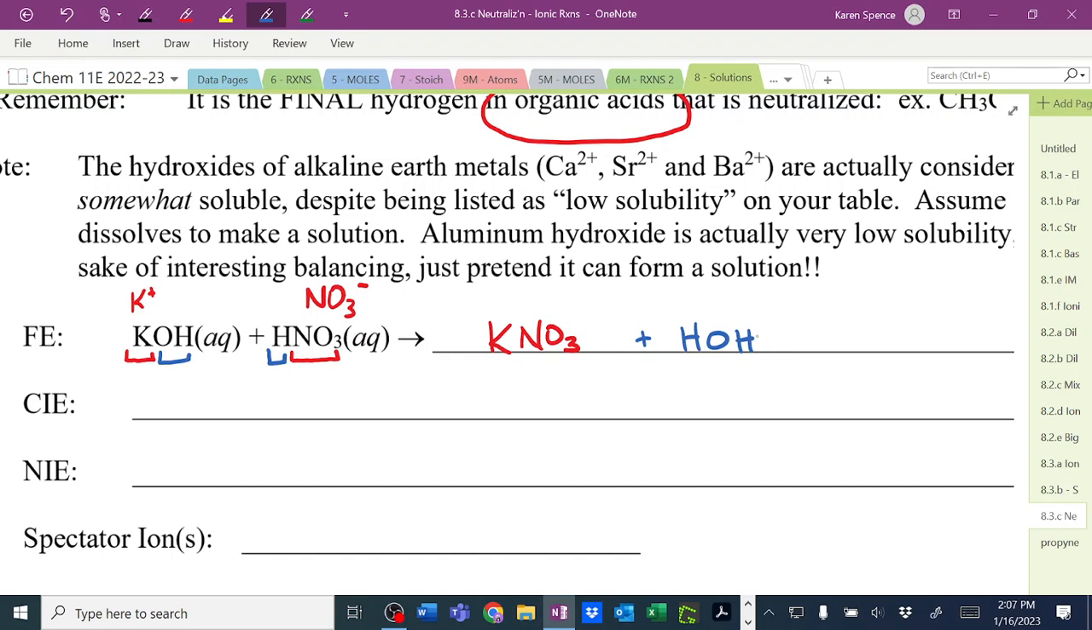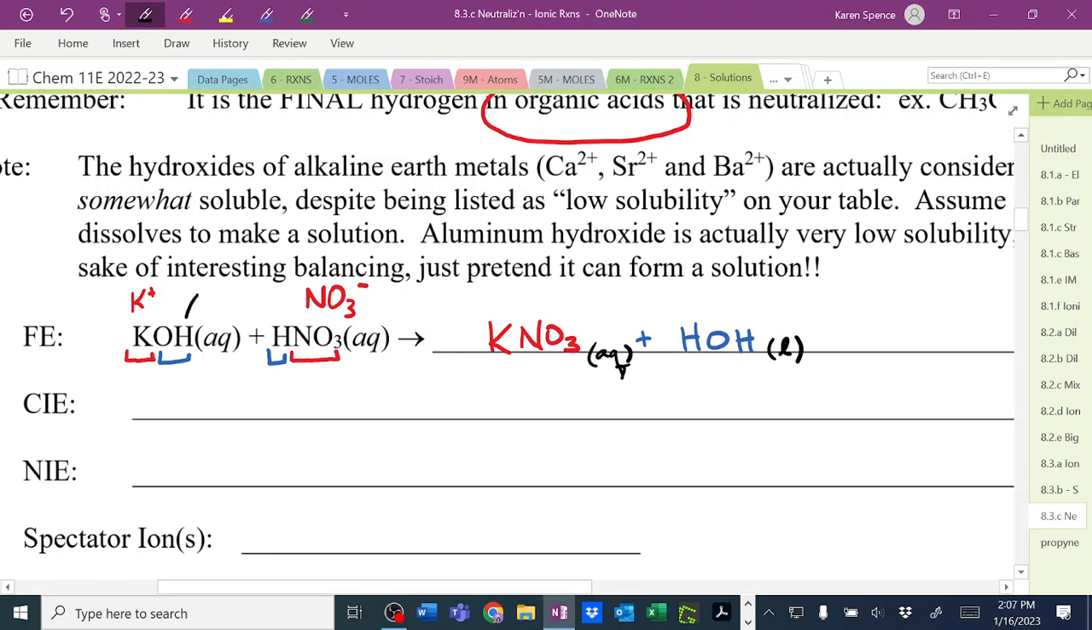What states should these be? Other way around. Yes, the water is liquid, of course, because water is at room temperature a liquid, and the KNO3 is aqueous. So now our complete ionic equation will do what we did with the double replacement.